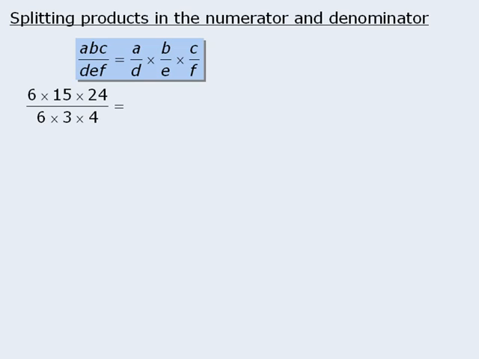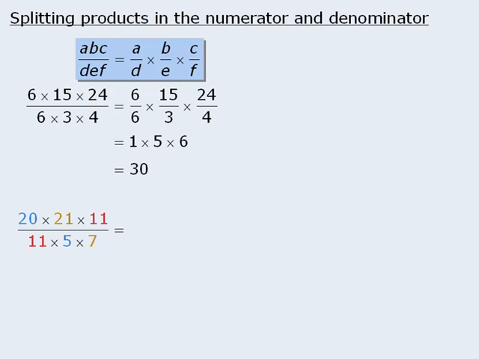For example, it would take a long time to evaluate this fraction if we had to first find the product in the numerator and then find the product in the denominator. However, when we apply the rule, we can break the fraction into the product of smaller fractions. From here, we can see that 6 over 6 equals 1, 15 over 3 equals 5, and 24 over 4 equals 6. From here, 1 times 5 times 6 equals 30.